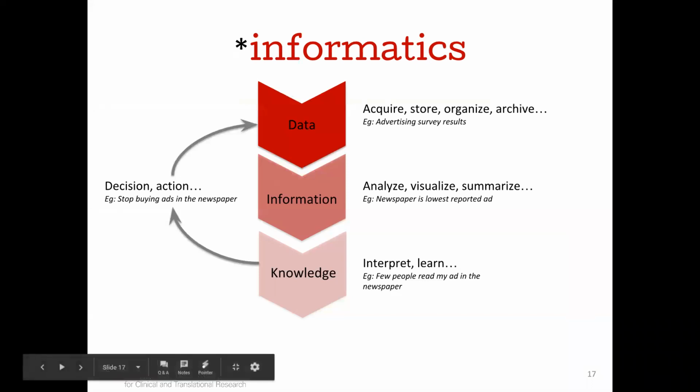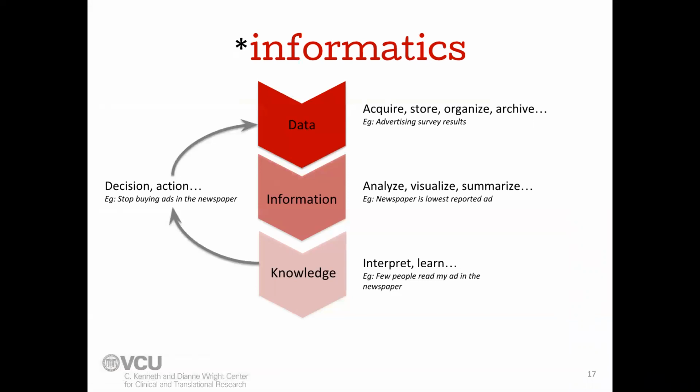So, all right, informatics. All areas of informatics have really a core process where you acquire and store and organize data. Then you transform that data into information, and that information gets translated into knowledge, which is then actionable. For example, advertising survey results for a business. Those survey results are your data, and then you analyze those and identify that the newspaper is the lowest reported ad. That's your information that you gain from that data. Then you interpret and learn from that information. This is mostly manual, using your own intuition. Maybe few people read my ad in the newspaper, so what are we going to do about that? Well, let's stop buying ads in the newspaper. It's not really productive, so that's your decision and your action, which then changes the data.